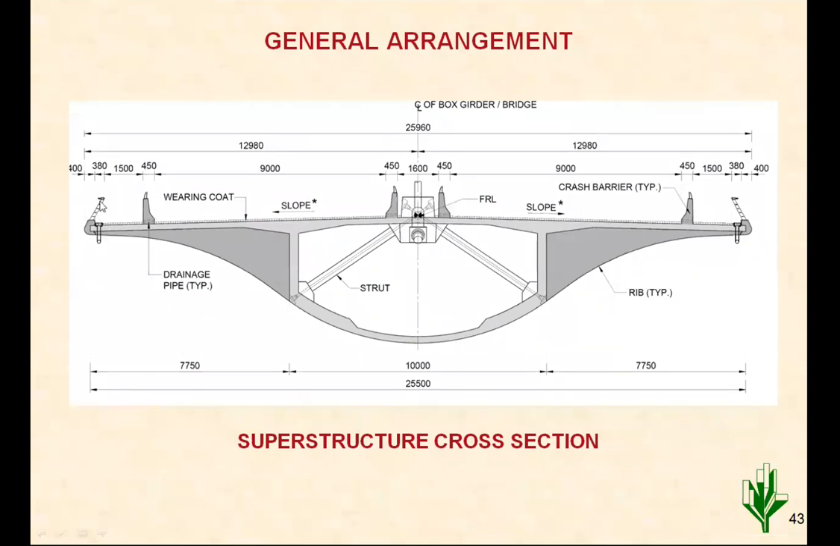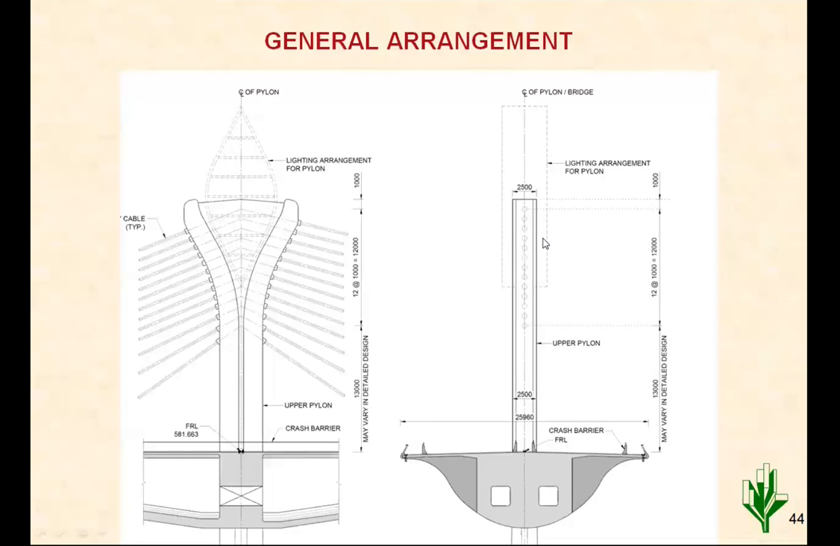So the deck is 25 meter wide, on a single box and single plane of cable. So that is the challenging work, the handling of such heavy segments and erecting them, that was also challenging work. So total width is almost 26 meter and span is 233 meter. Then the pylon has been given some aesthetic view, with lighting arrangement etc. on the top of it, and the cables are given in fan shape like this.